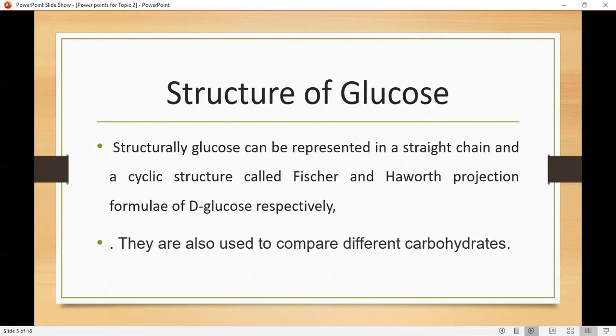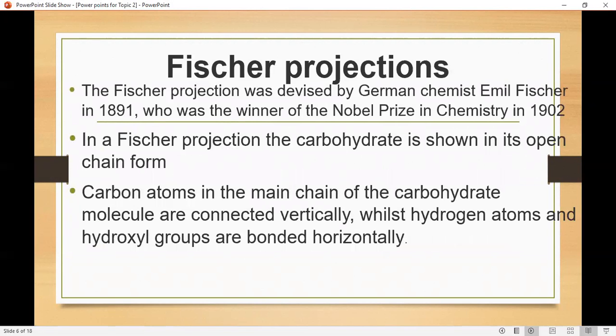The straight chain of glucose was devised by a German chemist known as Emil Fischer in 1891, and he was also a winner of the Nobel Prize in Chemistry in 1902. This work on glucose helped him to win that Nobel Prize. In a Fischer projection, the carbohydrate is shown in its open chain form.